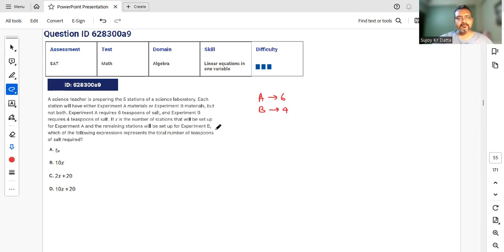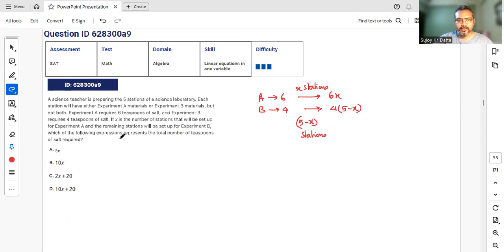Now it says X is the number of stations that will be set up for experiment A. So you need 6x spoons of salt, and for B, the remaining stations would be for B. So 5 stations are there, and they are saying X stations, so here it must be 5 minus X stations. So the total spoons of salt for B would be 4 times 5 minus X.